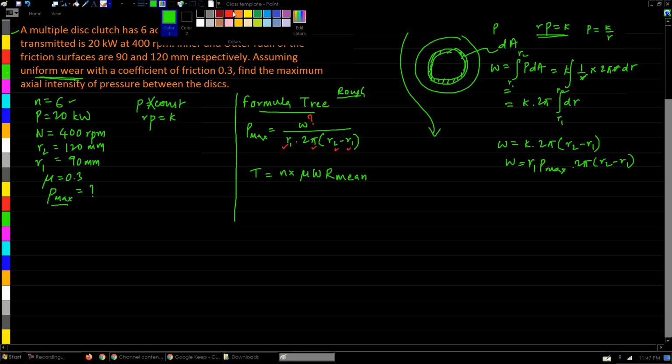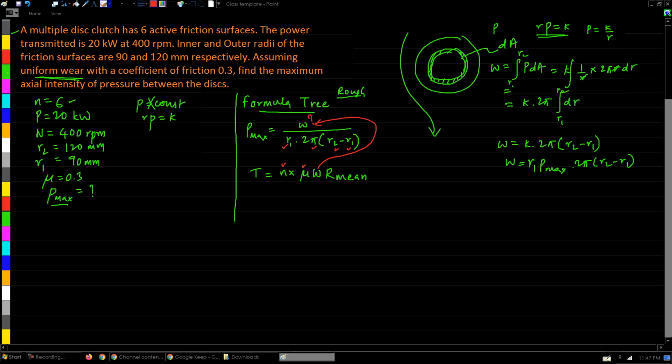So let's mark out whatever is given. N is given, mu is given, W we have to find, and this W is what we have to substitute over here. And R mean. Let us see if we know the formula for all these. So the torque formula, we have to get it from the power. Power is equal to torque into omega. So this is what we have to substitute over there.